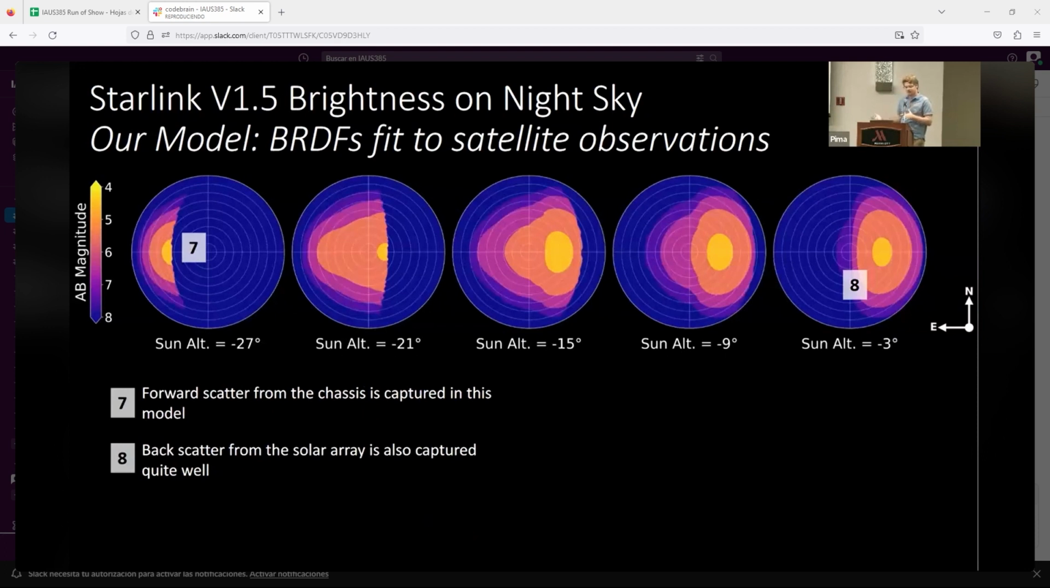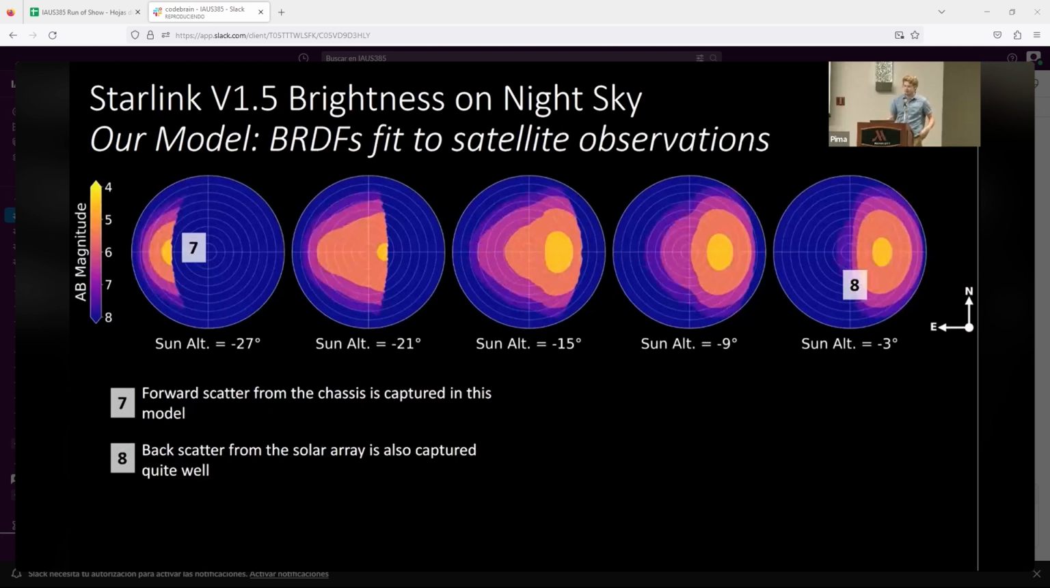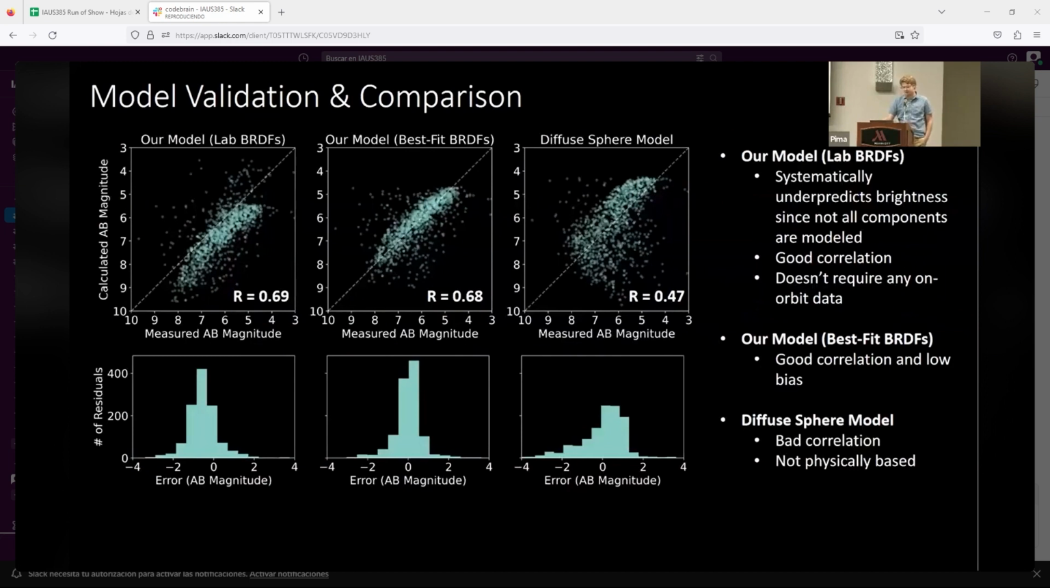I don't have a great way to back this up, but I don't think this is quite as accurate as the lab BRDF models. But luckily, we are still getting some of the features we're looking for. So we have forward scatter from the chassis and backscatter from the solar arrays. And luckily, we can back this all up with data, once again, from the Pomenis Observatory.